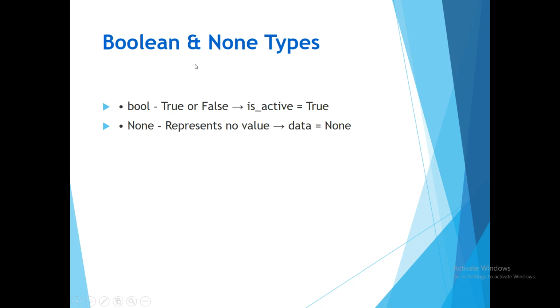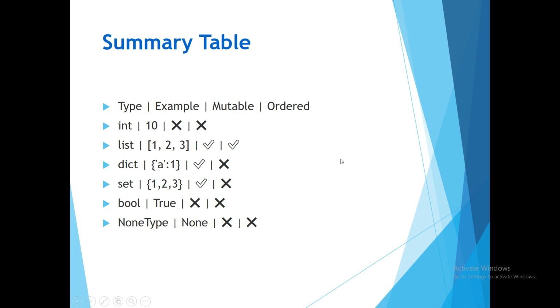Boolean and None types. Boolean means true or false. Sometimes we need to use a value like is_active, true. None is also used when you want a variable but not a value, so we can define the data as None.